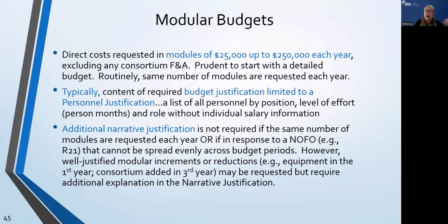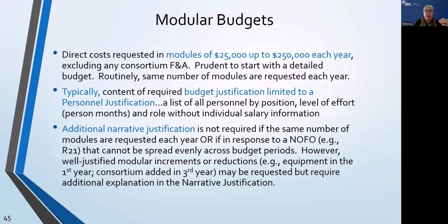Additional justification is not required if the same modules are requested, but if you have different modules, or if it's a NOFO where you can't spread money across evenly, like the R21, where you can't ask for the same amount of money in each year, the way the budget is constructed, you need to have well-justified modular increments. And again, for those you need extra explanation.